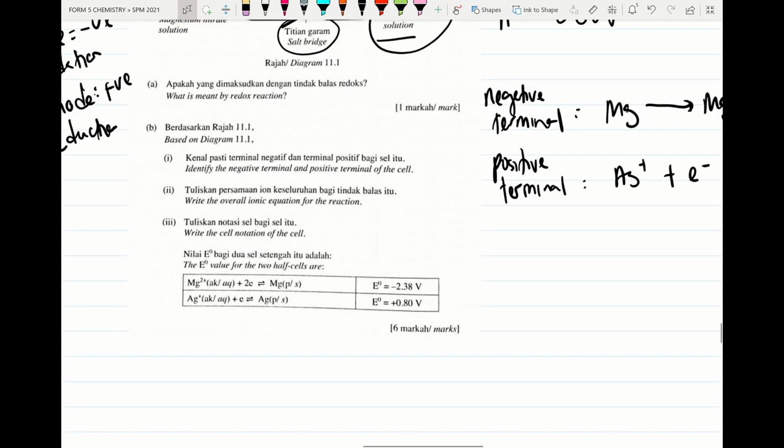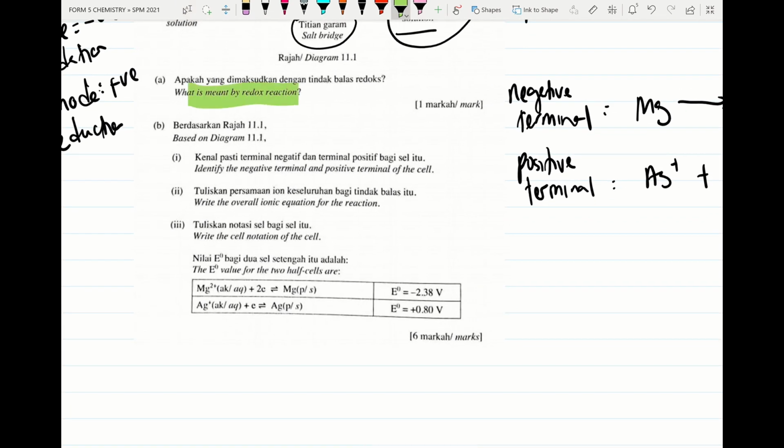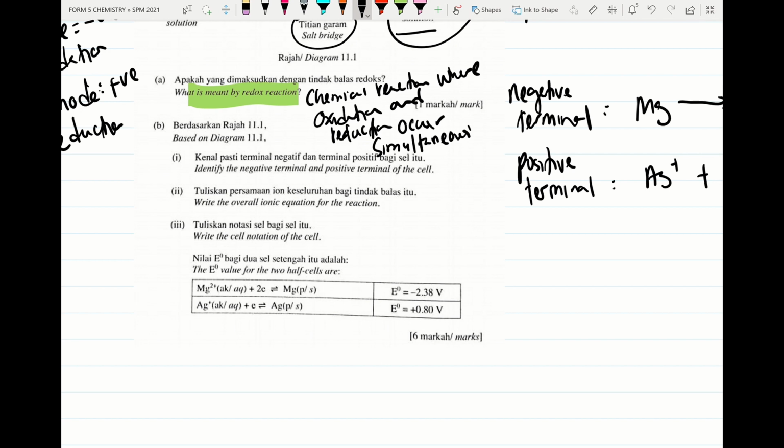So we try to answer this question. First question, we try to answer the meaning of redox reaction. For a redox reaction, please put: a chemical reaction where oxidation and reduction occur simultaneously. Alright, so this is the answer.